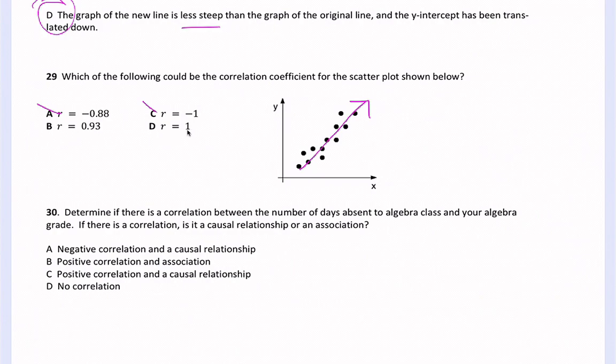Okay, well, D says R is 1. Remember, having a correlation coefficient of 1 or -1 is perfect. So if R was 1, that tells me my points would have to fall exactly on one straight line. Do all of these points fall exactly on one straight line? No. This is not a perfect correlation, so it can't be 1.